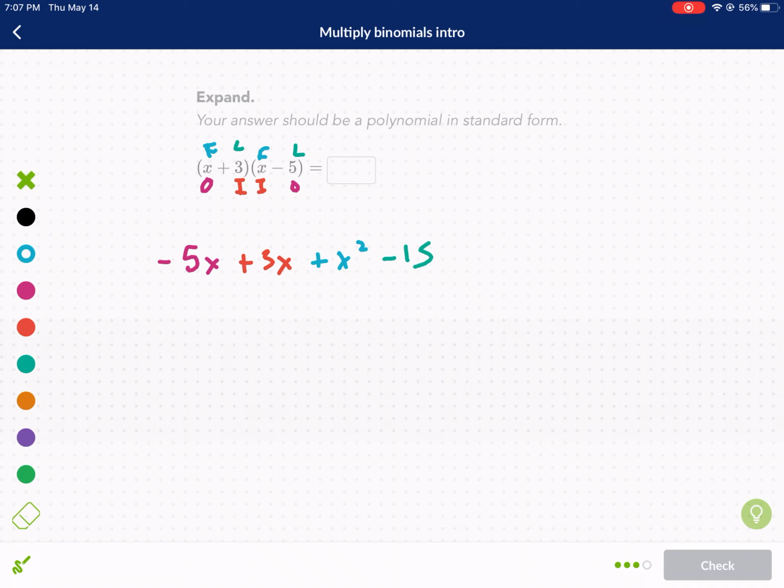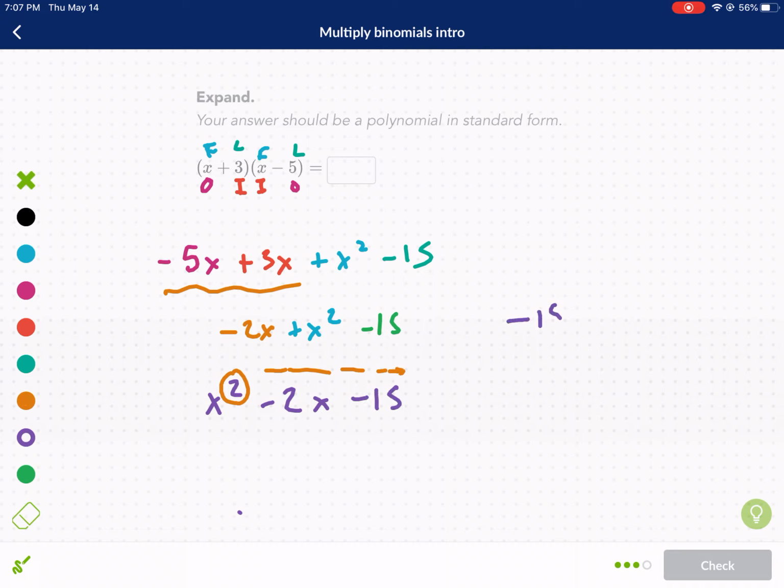Okay, so what we're going to get here, we're going to combine these together to get negative 2x plus x squared and then minus 15. One thing you should do is always write this in standard form, which means we write it from our biggest power, 2 being our biggest power, down in decreasing order to our lowest power. So this is technically negative 15 times x to the 0, which is still equal to negative 15. That's our lowest power of x, therefore this is in standard form right here.